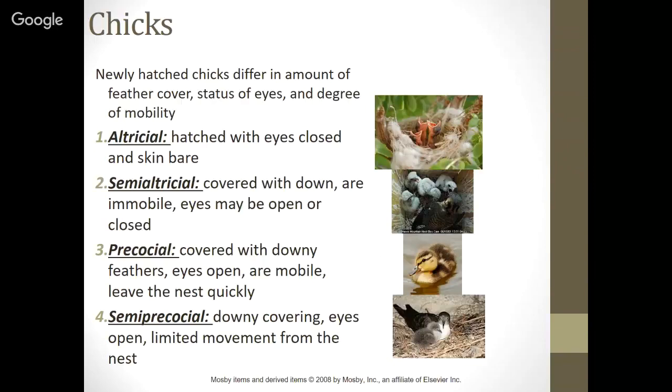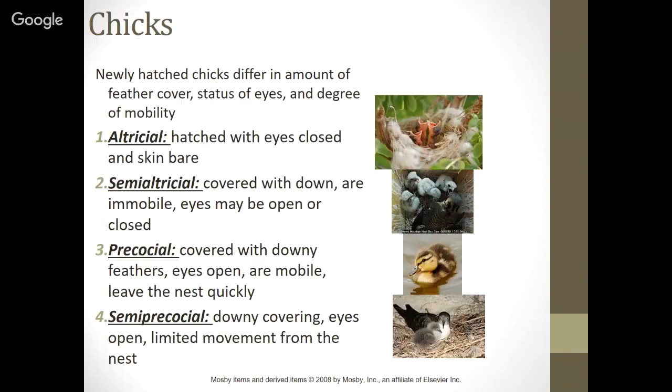Altricial are hatchlings that are hatched with their eyes closed and their skin bare. In this case, we'll think of robins. Semi-altricial are birds that are covered with down and are immobile. Their eyes may be open or closed, so they're stuck in the nest, but they're at least covered with down. A lot of hunting species, raptor species, will have birds like this.